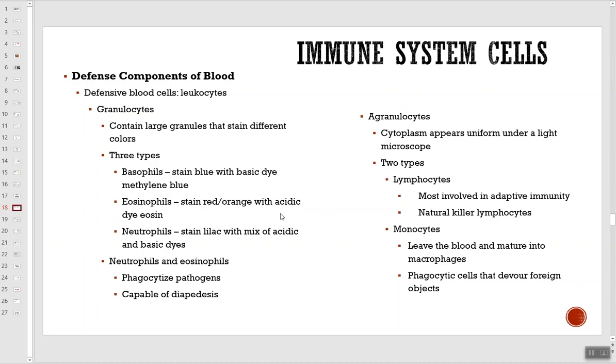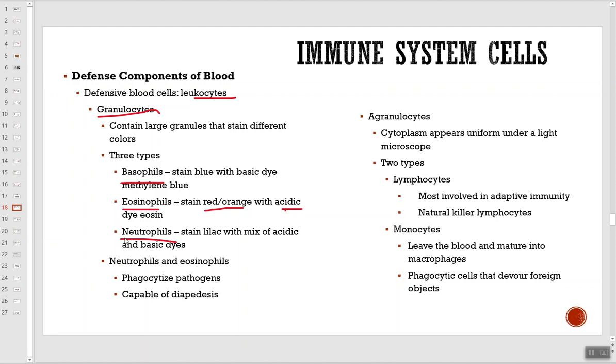Defense components, we've talked about the leukocytes, the granulocytes. Those are the ones that have those large granules. Basophils, eosinophils, neutrophils, these guys stain blue. Basophils are very similar to the mast cells, and they have granules containing histamine. Eosinophils have these red-orange granules, and these guys are for parasitic worms. Very rare that you see eosinophilia in a patient.